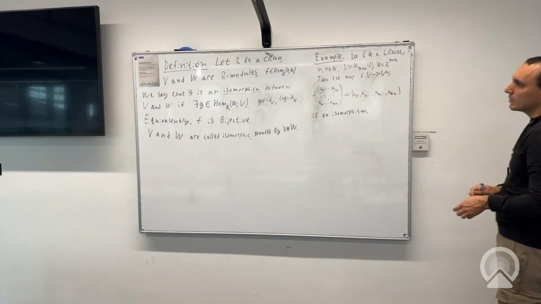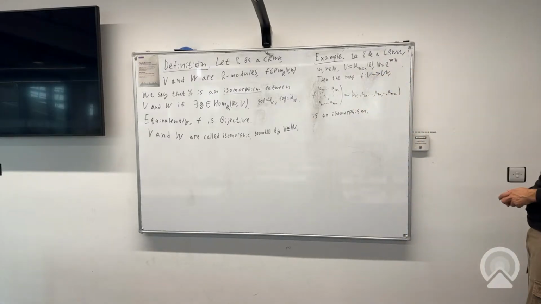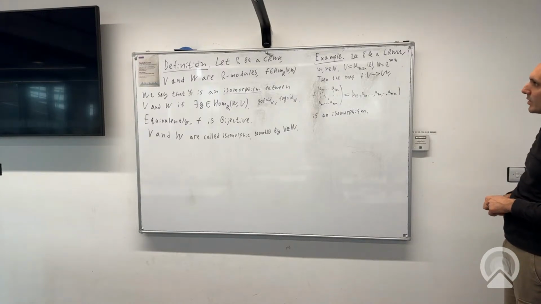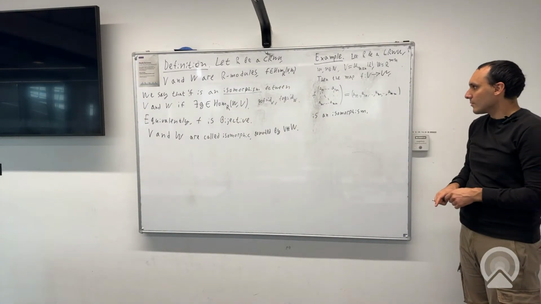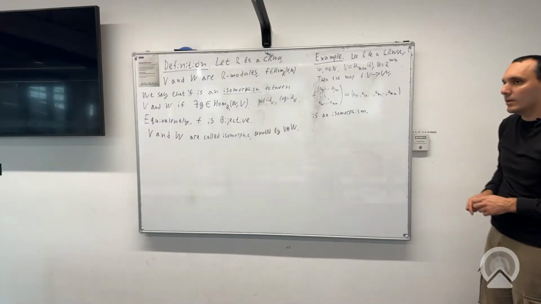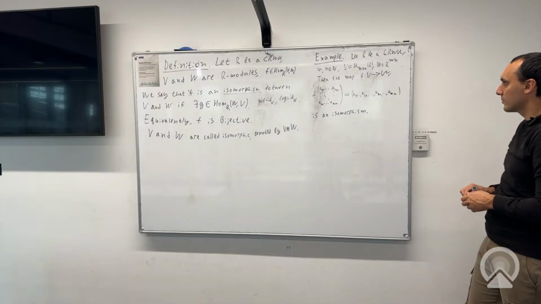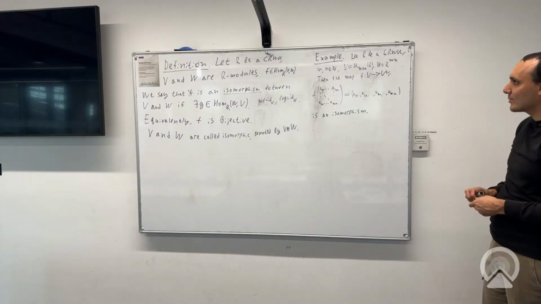Okay, so this is a simple example. So matrices can be thought of as vectors sometimes, and it's useful, but sometimes it's useful to look at them as linear operators.